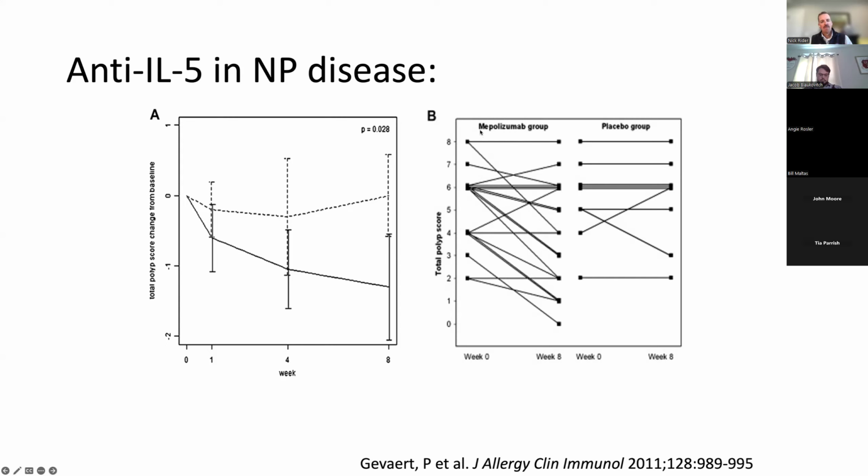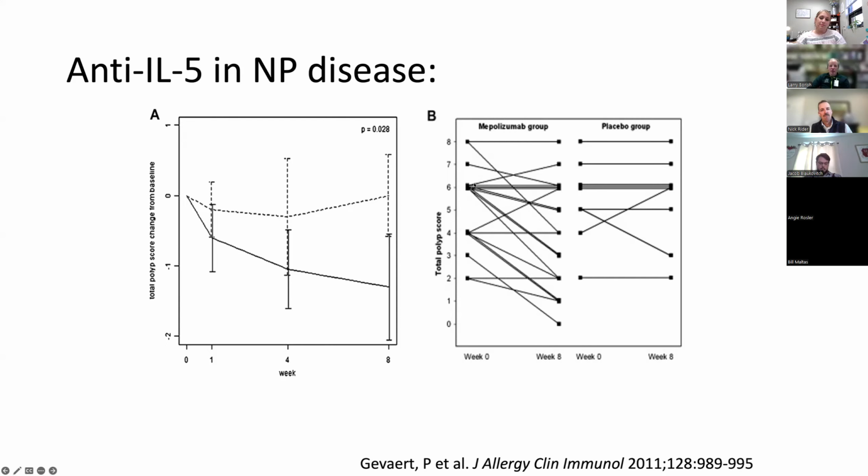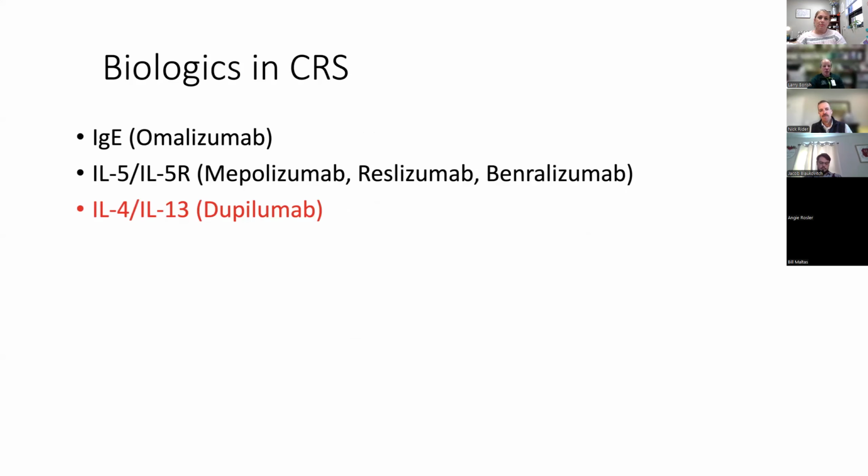I love this study because it shows you the 10 or 15 individuals in the study and what actually happens, which is half of them do really well, and half of them may as well be getting a placebo. And I think that tends to be what our experience is. I don't know how to predict who the responders are, although the obvious answer, and I alluded to it earlier, is the ones with an eosinophilic disease do well, and the ones with a non-eosinophilic disease perhaps don't.